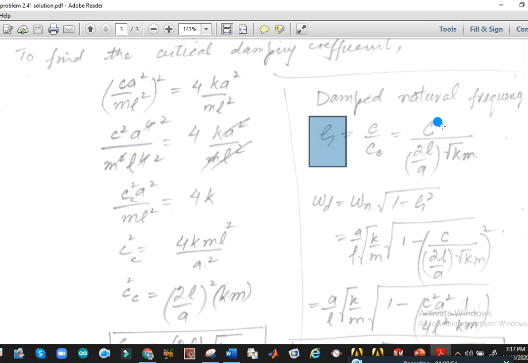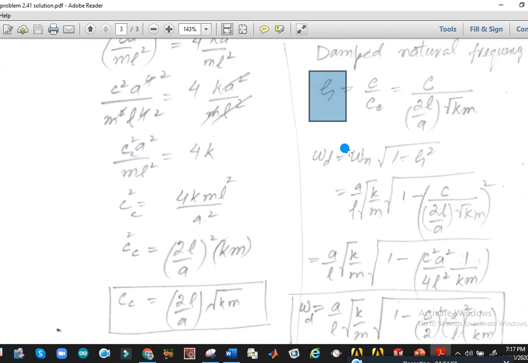That means if we know the value of the damping coefficient that is provided on the damper, and the distance of the damping element from the pivot point, and the total length of the beam, and the stiffness coefficient, and the mass of the rod, if we know all of these things, then we can easily find the value of zeta. This value of zeta is required for finding the value of the rotational damped frequency. That means omega d is equal to omega n times the square root of 1 minus zeta square. So what will happen in this case?